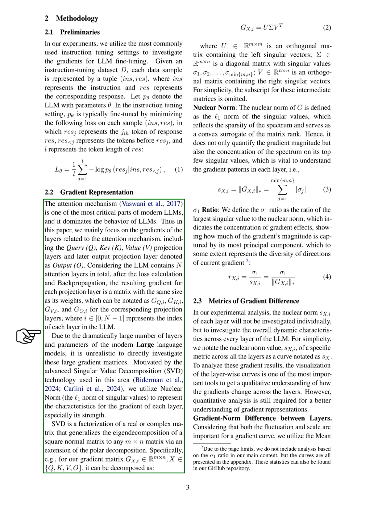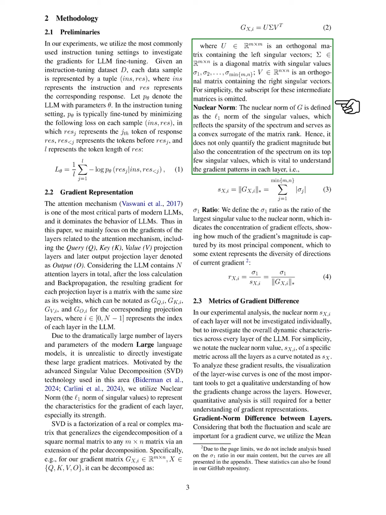Therefore, we employ singular value decomposition, SVD, to represent the characteristics of each layer's gradient, particularly its strength. SVD allows us to factor a matrix into components that reveal its structure. For our gradient matrix, we can decompose it into orthogonal matrices and a diagonal matrix of singular values. The nuclear norm, which is the sum of the singular values, reflects the sparsity of the spectrum and serves as a useful measure for understanding the matrix's properties.